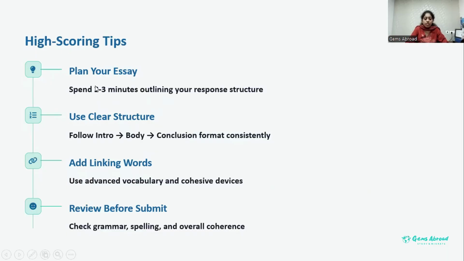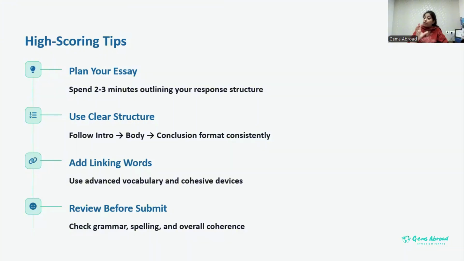High scoring tips. First, plan. Plan your essay. Spend 2 or 3 minutes outlining your ideas. Stick to formal language. Avoid contractions or casual expressions. Don't use contractions like can't, won't, don't. Again, you can use examples and a clear structure. Follow a clear structure: introduction, body, and conclusion.